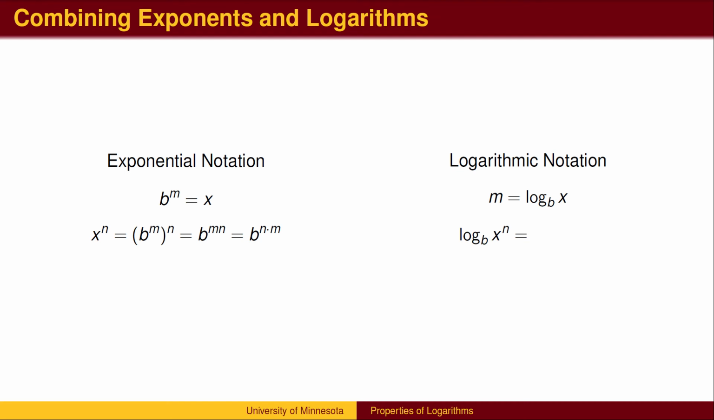Finally, how do we handle exponents within logarithms? Using our definitions, x to the n is b to the m raised to the nth power, which is b to the m times n. We multiply the exponents. We can also rewrite this as b to the power n times m. So n times m is the exponent we put on b to get x to the n.